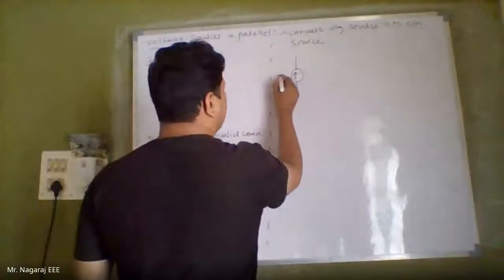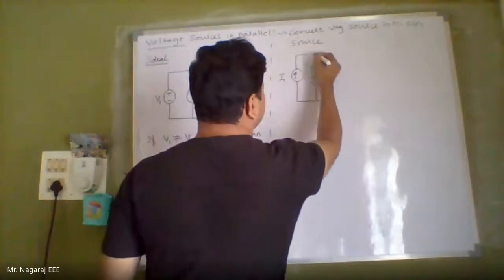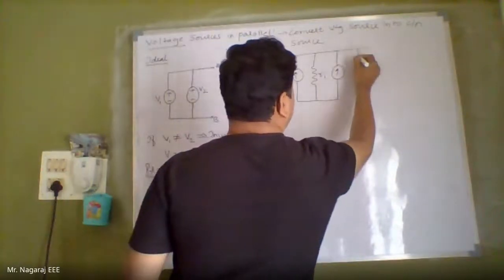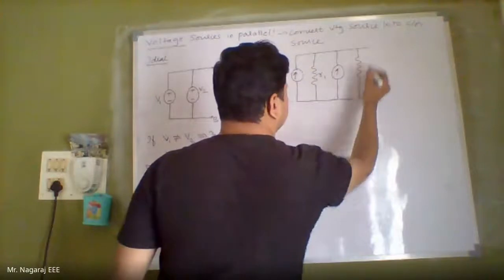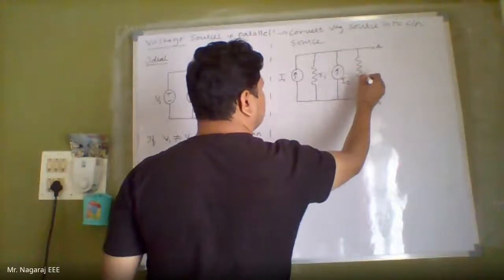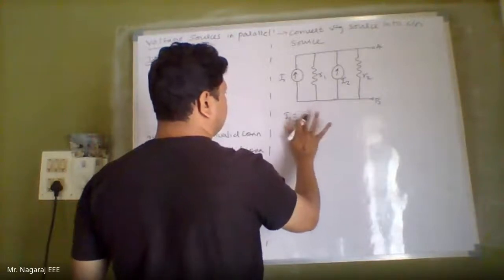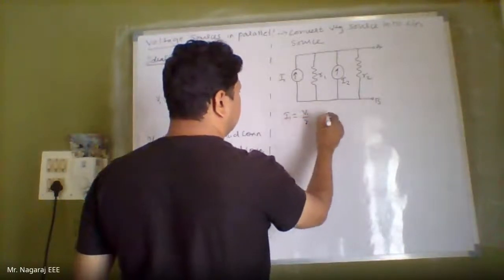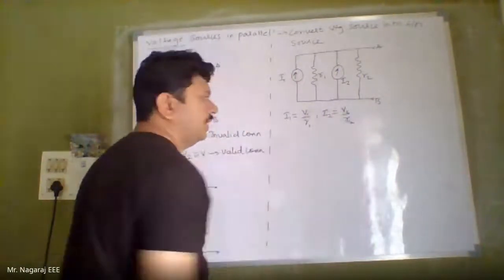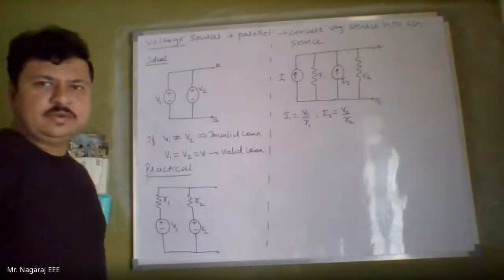Direction of EMF. So this will be I1 in parallel with a resistance R1. Second source will be of value I2 in parallel with the resistance R2. So I1 is V1 by R1, and I2 is V2 by R2. Okay.